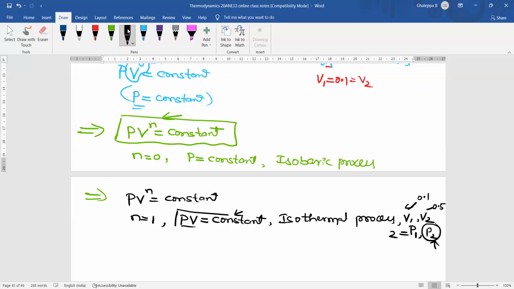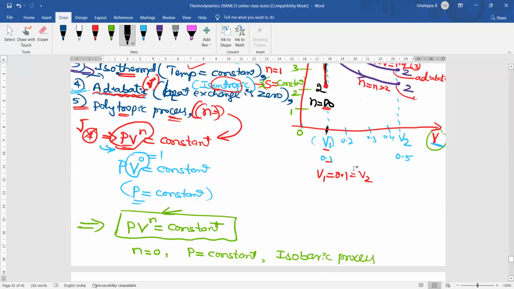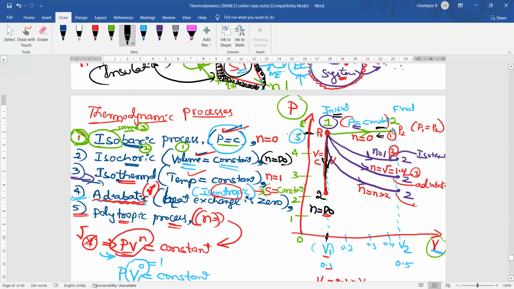You apply this equation at point number 1: P1 V1 is equal to constant. This is at point number 1. Same equation you write at point number 2. Point number 2 means end of the process, that is the final point.